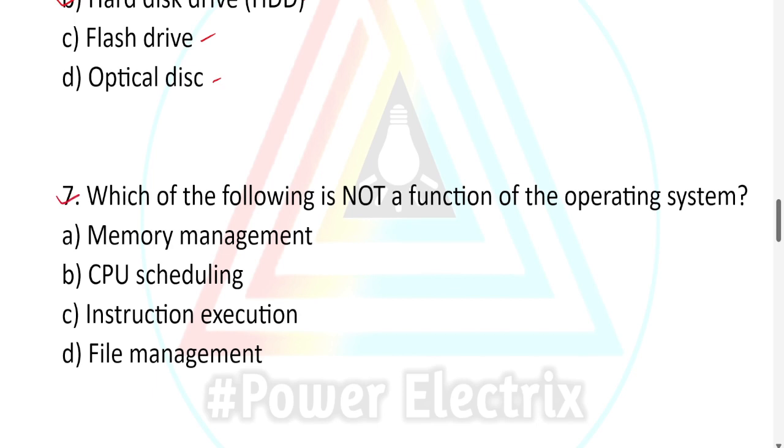Question number 7. Which of the following is not a function of the operating system? Option A, memory management. Option B, CPU scheduling. Option C, instruction execution. And option D, file management. The correct answer is option C, instruction execution. Next.